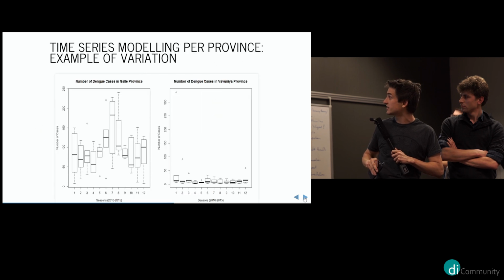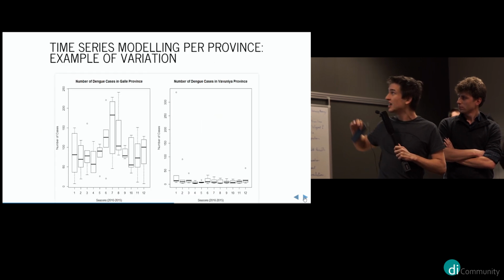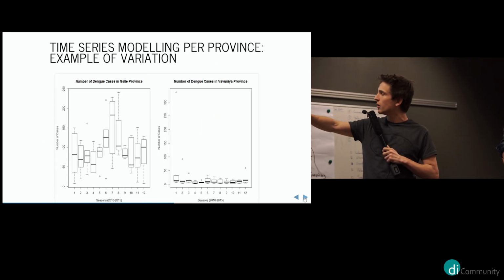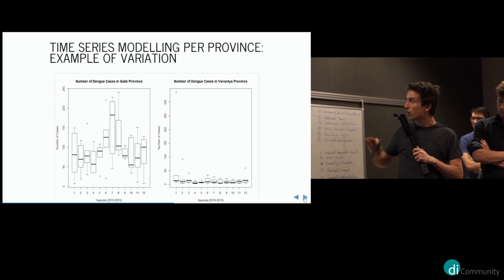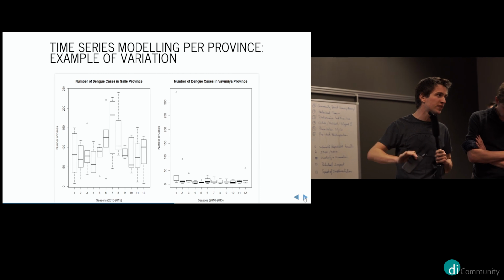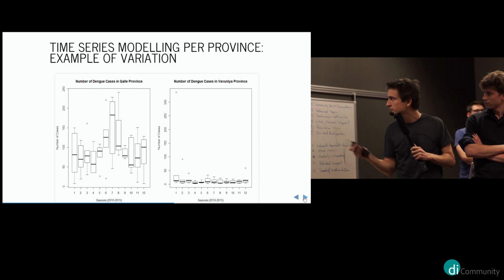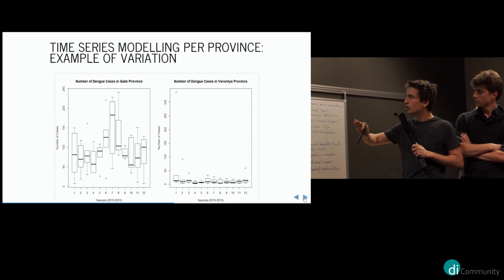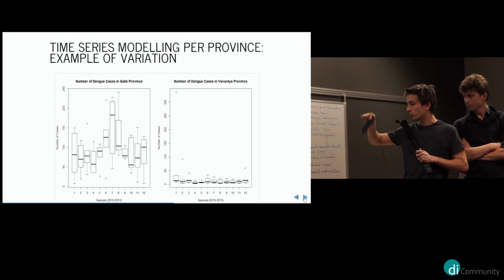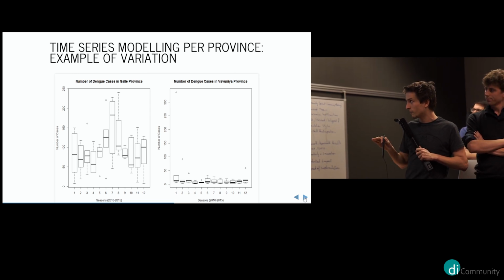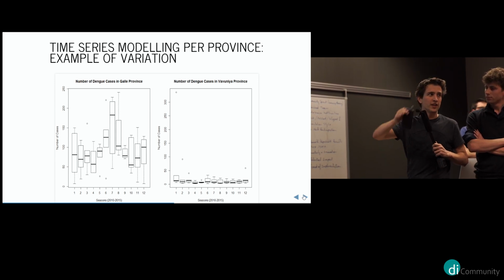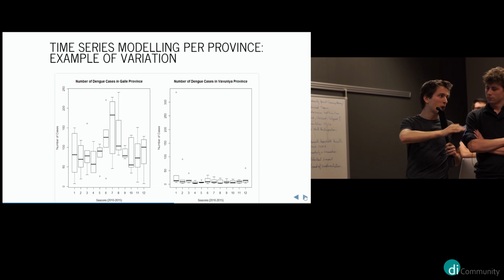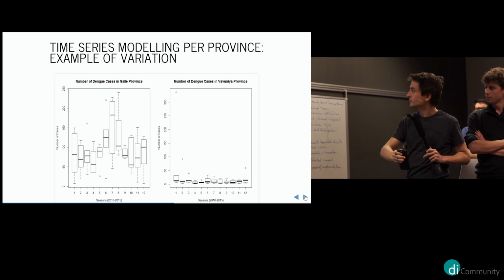The second step was the time series modeling per province. And we see here two provinces, one on the left and one on the right. The x-axis are the months, and the y-axis are the number of cases of dengue. And for example, on the left, we see a big trend, and there's also some seasonality. So our insight here was that interventions at different places might be required at different times.